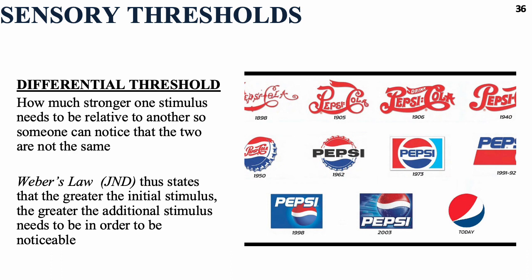Weber's law states that the greater the initial stimulus, the greater the additional stimulus needs to be in order to be noticeable, right? So if you have this really noticeable initial stimulus, then you have to really up your game a lot more for the next stimulus or additional stimulus to be noticed.